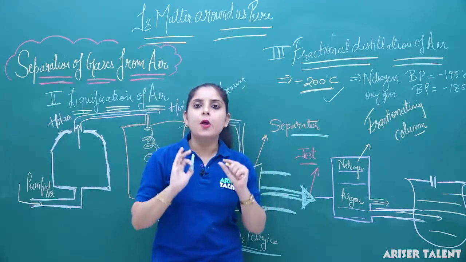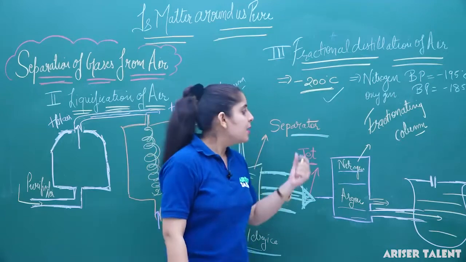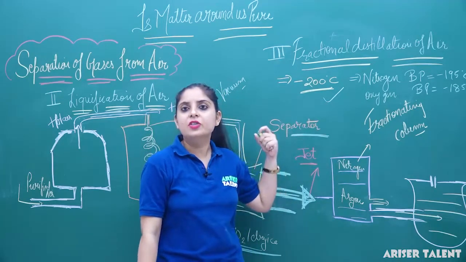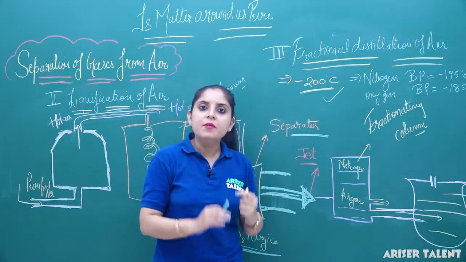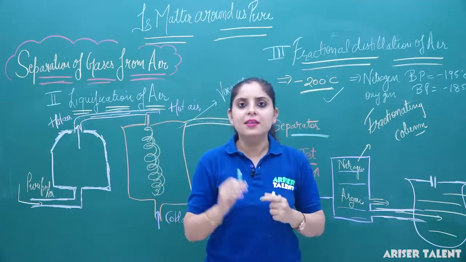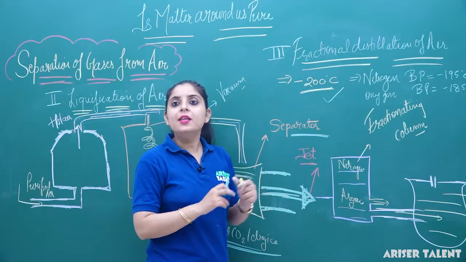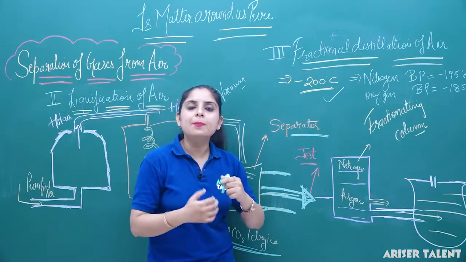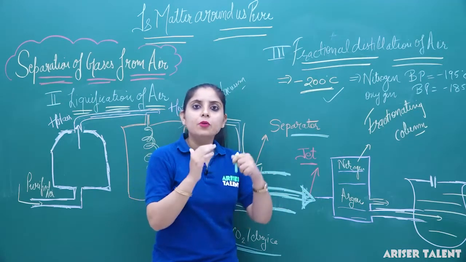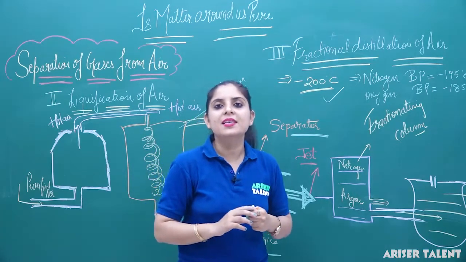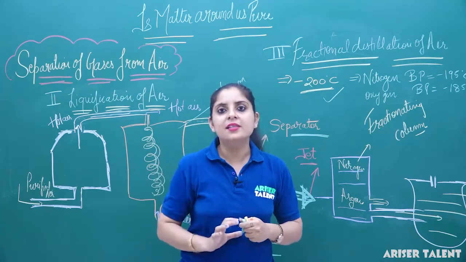So up to here, we have performed the function of liquefaction. Now we are left with the fractional distillation because we want the different gases in different forms. So we are passing it to the fractionating column. In the fractionating column, we keep lowering the temperature of the gases. If you keep lowering the temperature of the gases, you will get every gas in the gaseous form.